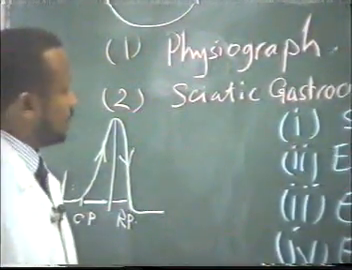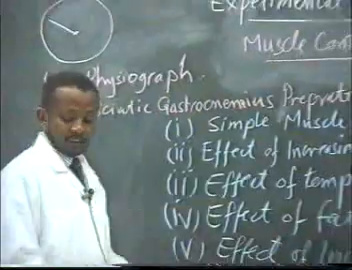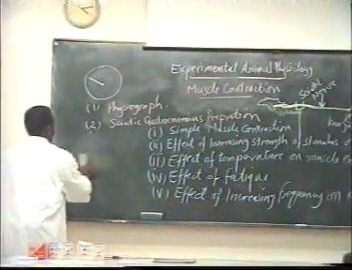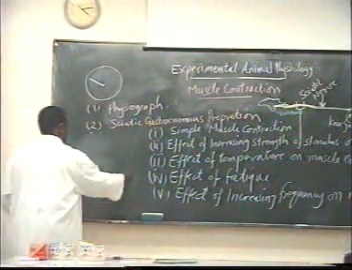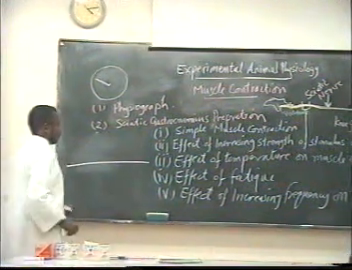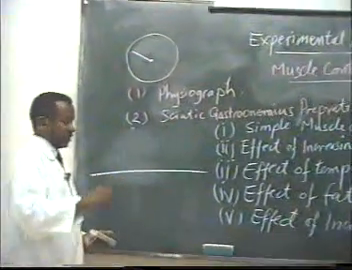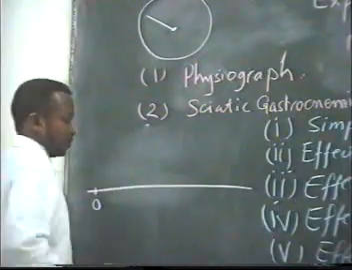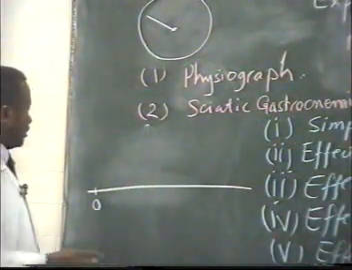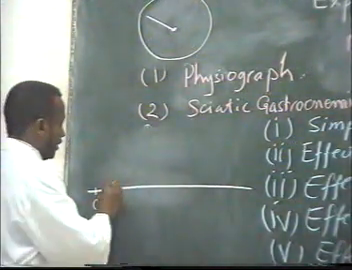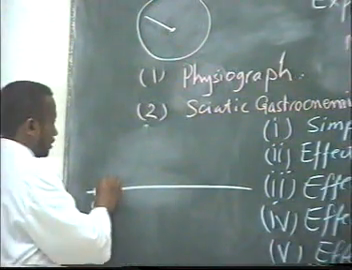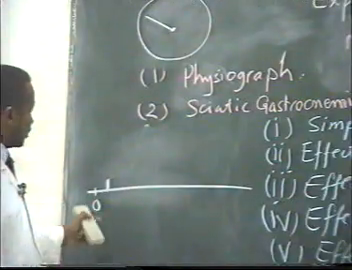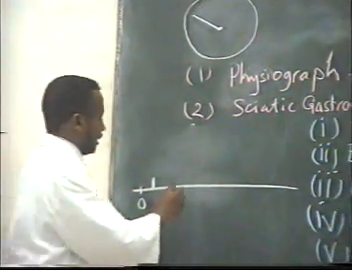After that, we will try to see the effect of increasing the strength of the stimulus on muscle contraction. Usually we start increasing the voltage. When we start from zero, there is no response because there is no stimulation. But when we increase the stimulus gradually, we get a response. The first response is known as the minimal stimulus or the threshold stimulus.